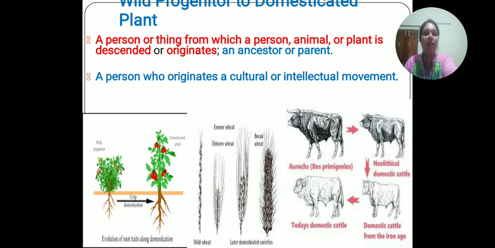Same way, the second picture is showing the wild wheat. On the left hand side, you see the wild wheat, how it is looking. And after that, when the people started domesticating it, it looks like this, like how we are seeing nowadays. Say I have taken the picture of a cow. The cow started when it was wild. It had big horns, and after that the cow's horns became smaller and smaller.